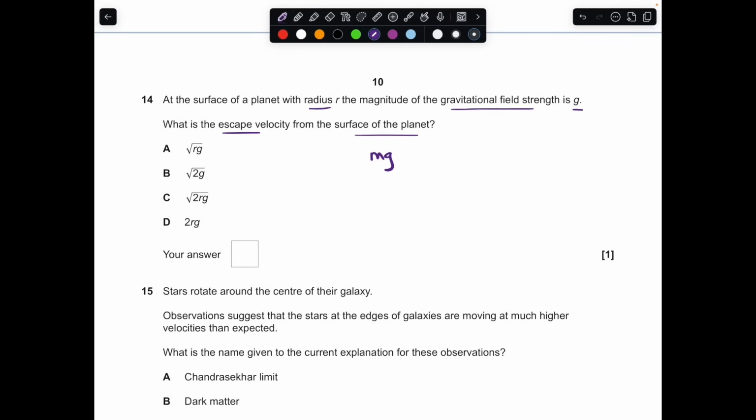mgh, or in this case mgr, is equal to half mv squared. Cancel the m's out. v is equal to the square root of 2gr. So our answer is going to be C.